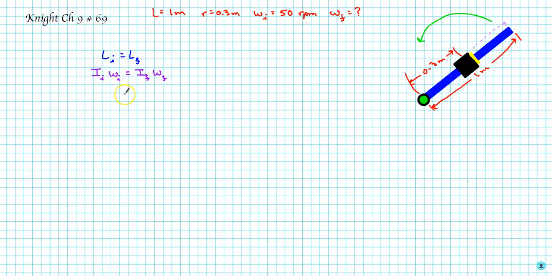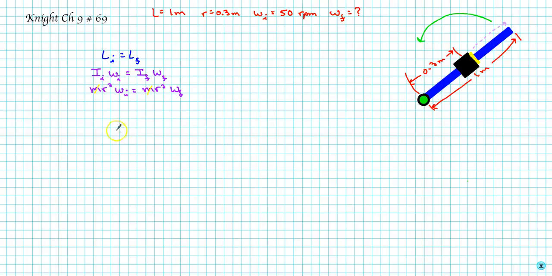All right, so again, we're only dealing with this block. We can treat it as a point mass, so it would be mr squared times omega sub i is equal to mr squared times omega sub f. And because our block doesn't change, the masses cancel out. They don't play a part in this equation.